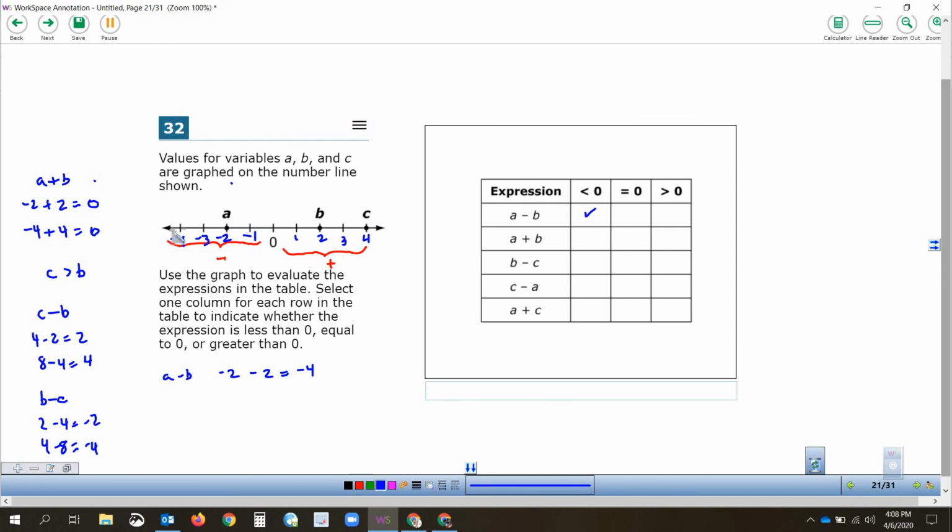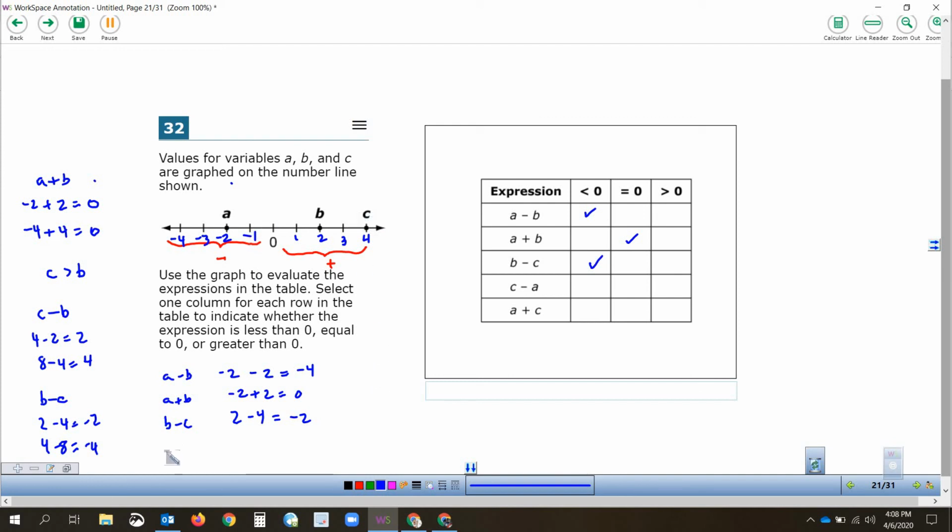All right, A plus B. We actually already did this one, didn't we? A plus B, -2 plus 2, that actually equals 0. Because those are opposites, it's exactly 0. All right, B minus C. We actually did this one as well. B minus C, in this case, 2 minus 4. When a smaller number takes away a bigger number, you're going to get a negative answer. So that one is less than 0.